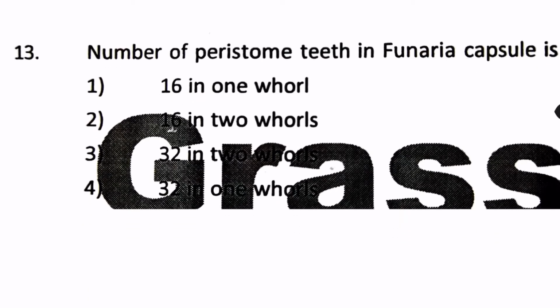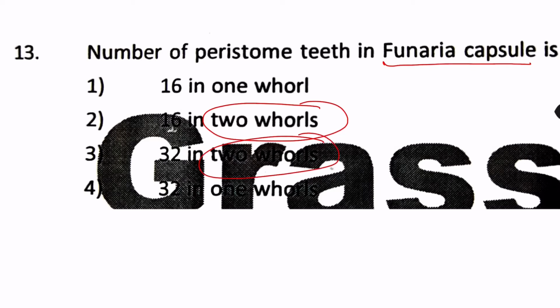Okay, next question. Number of peristome teeth in Funaria capsule: is it 16 in one row, 16 in two rows, 32 in two rows, 32 in one row? Well, the Funaria capsule has 2 rows, okay? So it has to be either B or C because it's written 2 rows over there. 1 and 4 are cancelled out. Now, it's a fact-based question, and we have to remember that Funaria has 32 peristome teeth in the capsule. So our answer is number 3.